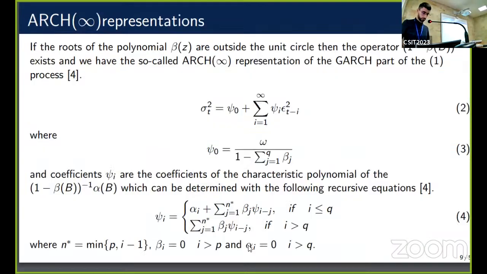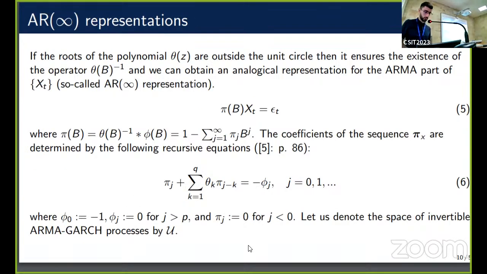So, by assuming that the roots of the polynomial B(z) are outside of the unit circle, we can represent the ARCH part of the process by this infinite sum of past epsilon squared t values, where the coefficients are determined by these recursive equations. An analogous representation can be obtained for the ARMA part of the process. Here we have P_j, X_t minus j, and epsilon t for the ARMA part, and the P coefficients are also determined by these recursive equations.